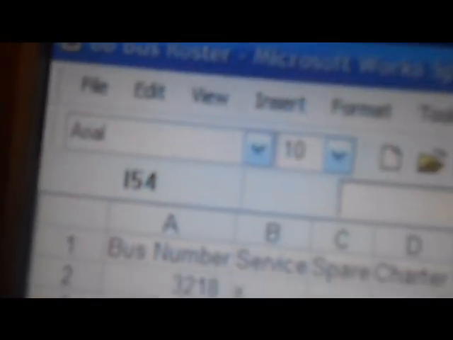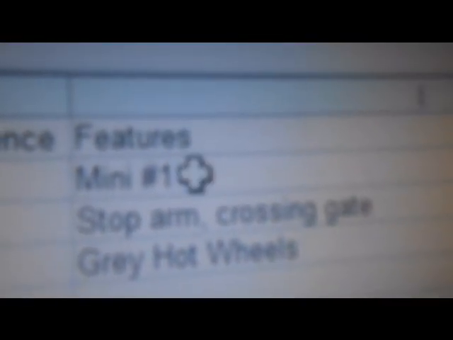So basically how I set it up is the bus number over here. Is it in service? Is it a spare? Is it a charter? Is it a charter only? Can it be used as a charter? Something other like a child care bus, or can it be used as a sport bus or whatever? Is it out of service and not to be used again? Maintenance. Features. What are the features?